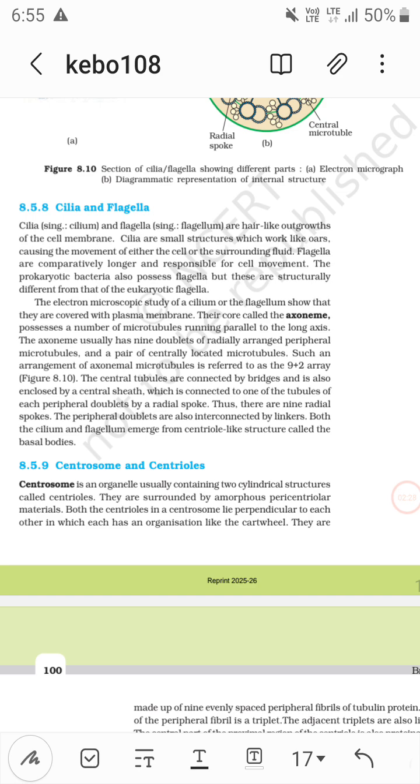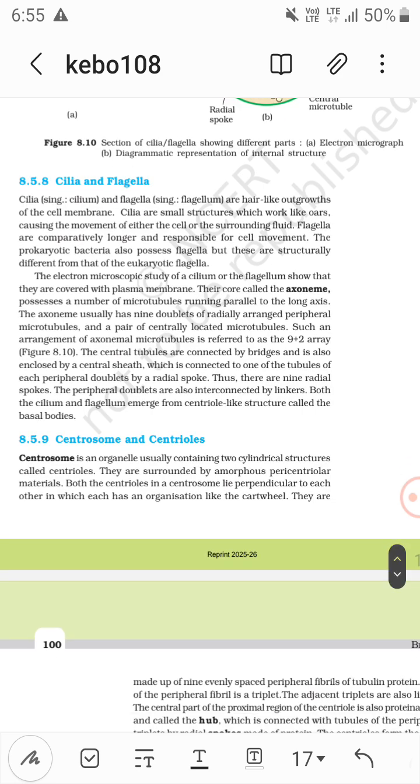Now prokaryotic bacteria also possess flagella, but these are structurally different from those of eukaryotes. So prokaryotic bacterial flagella and eukaryotic flagella are structurally different, right? Now there is a core, that is the axoneme, okay, and cilia and flagella are covered by the plasma membrane. They have two centrally located microtubules, and they also have 9 doublets of radially arranged peripheral microtubules. So this is why it is a 9+2 arrangement, right? 9+2. These are for eukaryotic flagella.